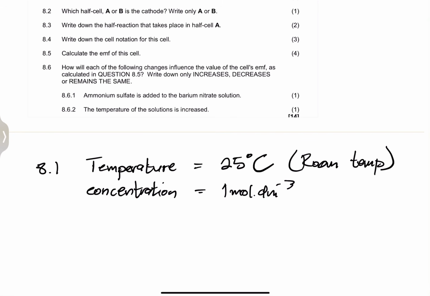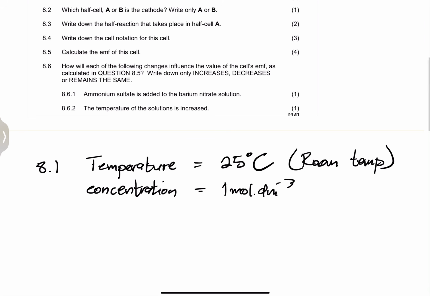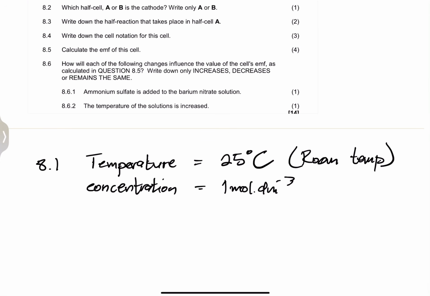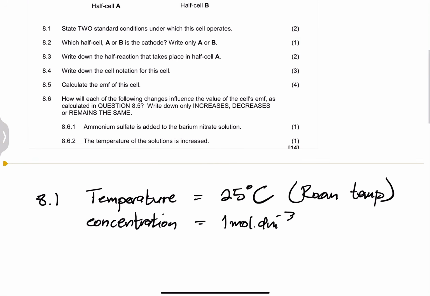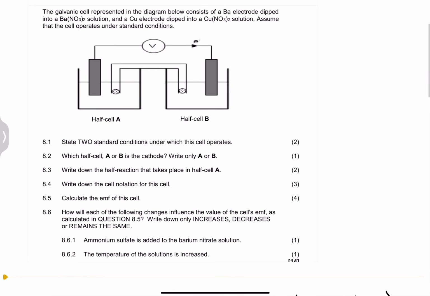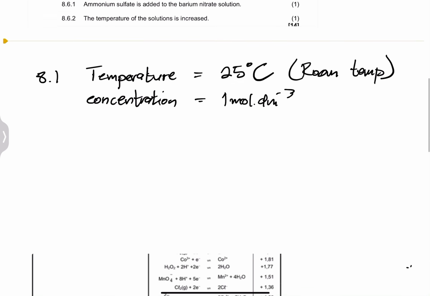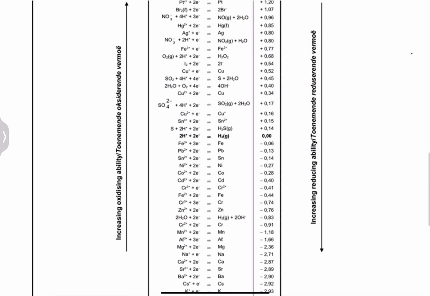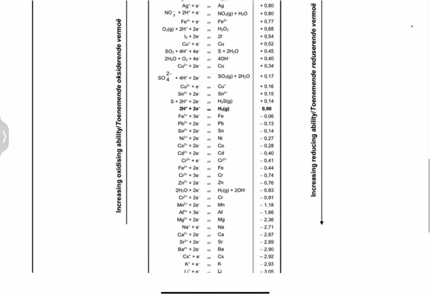Now the next question they say to us: write down the half reaction that takes place at half cell A. What I'm going to do quickly, remember, I always do this part first and then I answer the question. So I'm going to follow the very same approach and then we can answer the questions afterwards. Okay, right. So we've got barium as well as copper.